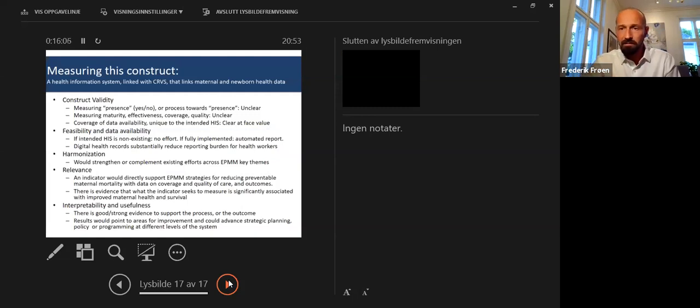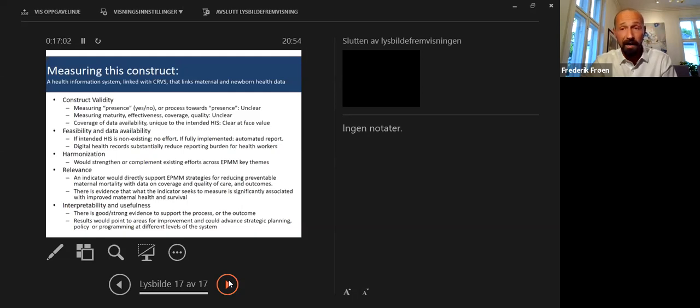If you do not have a health information system that can link the maternal and child data and can capture the records in CRVS, there will be no effort in creating this data set because it will be impossible. If the system is fully implemented, there will be little effort as this would be an automated report. And I would like to emphasize that supporting the development of such digital health records for the care provider can substantially reduce the reporting burden that they have today. UNICEF has estimated that the care providers already spend 1/3 of their working time on collecting and reporting data. I believe that in terms of harmonization, this would strongly complement existing efforts across the EPMM key themes.